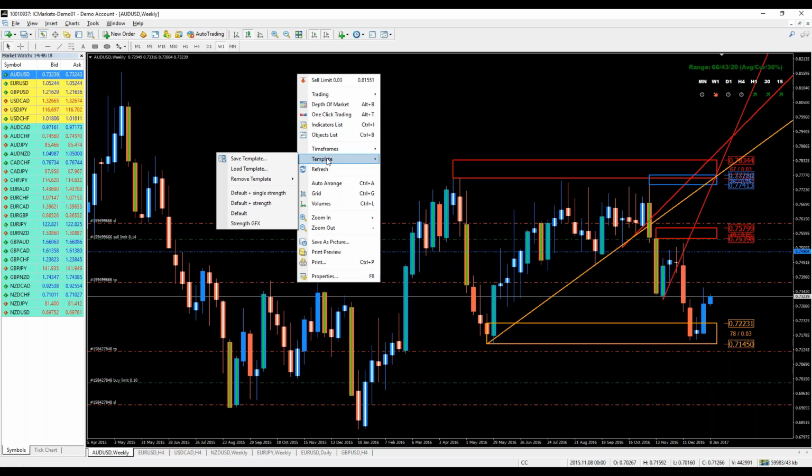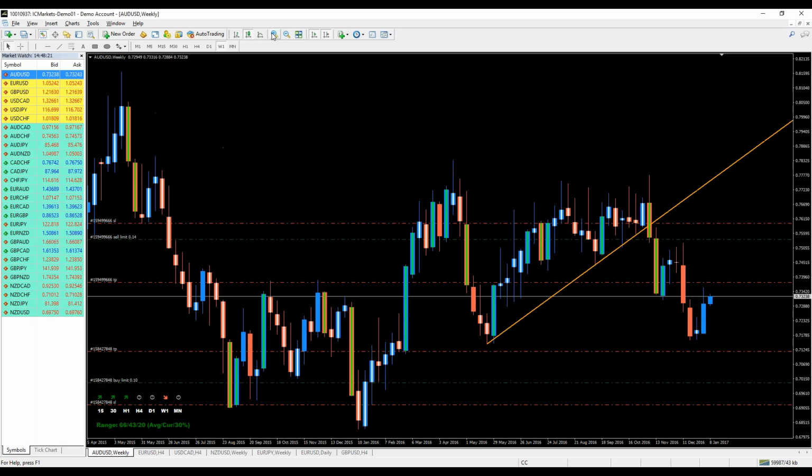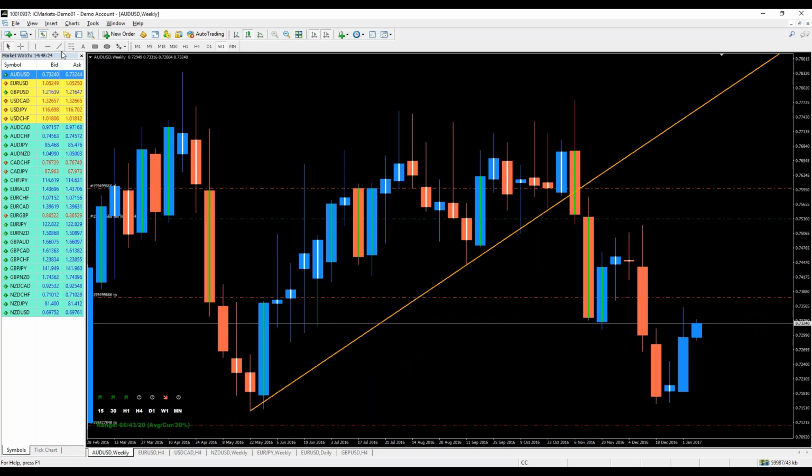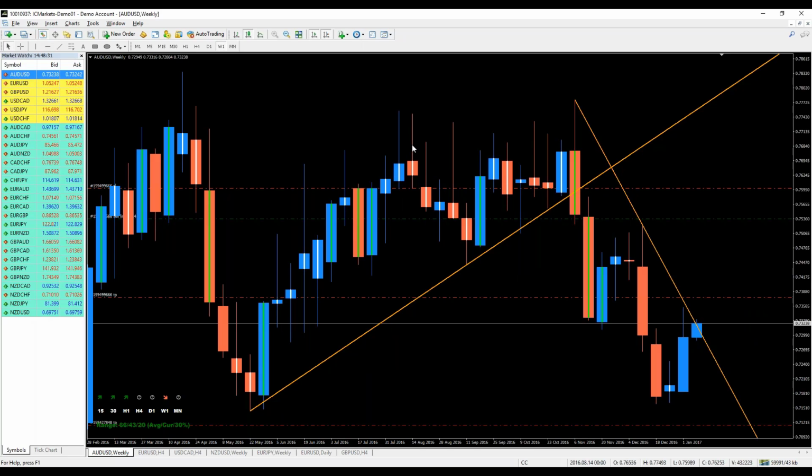Let me remove all of this crap because it's really confusing. Oh, that's nice and clean. You can see here that we have a trend line that is about to break, or might break. We're testing it now. If this does break, what does that do? Well, that qualifies this area of demand at the bottom.